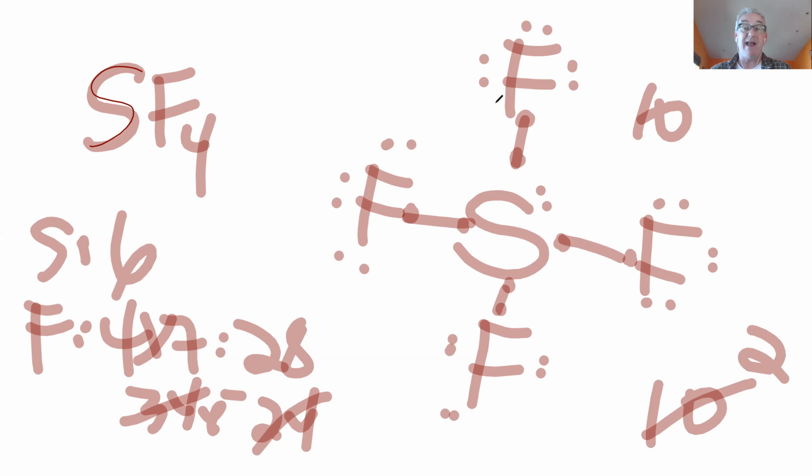And we'll find whenever you violate the octet rule, you're bringing in d orbitals. So what will be the hybridization of the sulfur? How do we determine the hybridization? How are we going to figure that out?